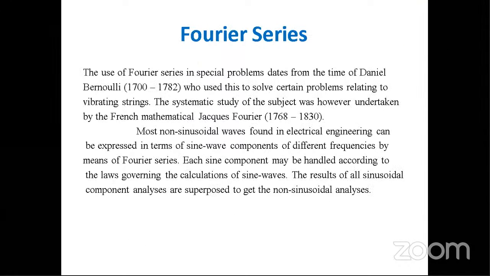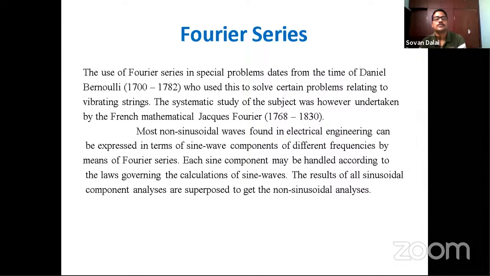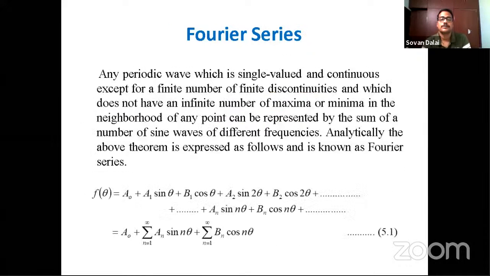Just consider that slide. This type of waveform was first observed by Daniel Bernoulli in the year 1782, but he found this mathematical formula for solving certain problems relating to vibrating strings. The systematic study of this subject was proposed by Jacques Fourier, 1768 to 1830. What he suggests is that a non-sinusoidal waveform can be represented by a number of sine waves having different frequency. This is the observation of Fourier.